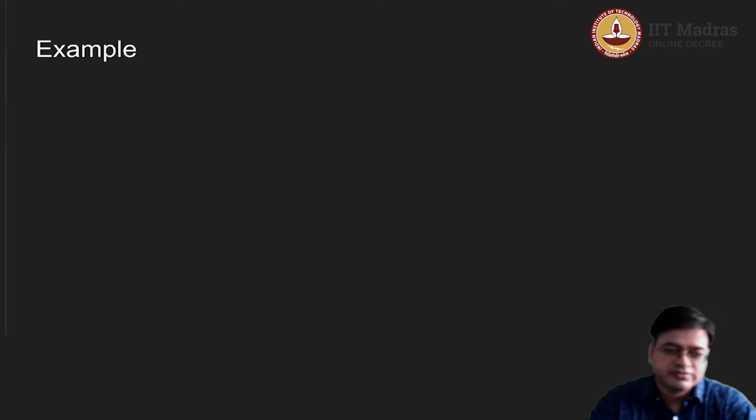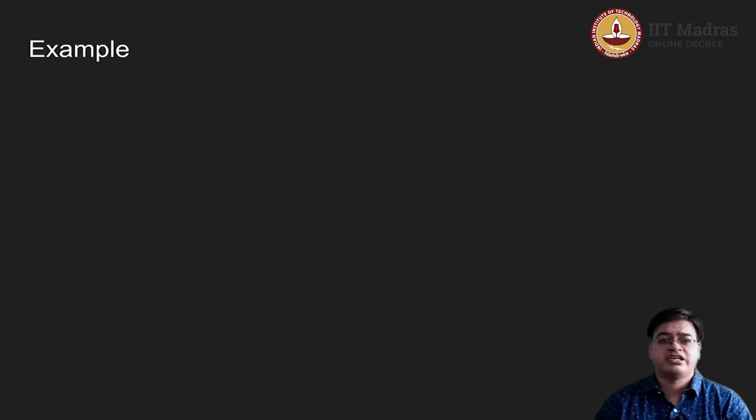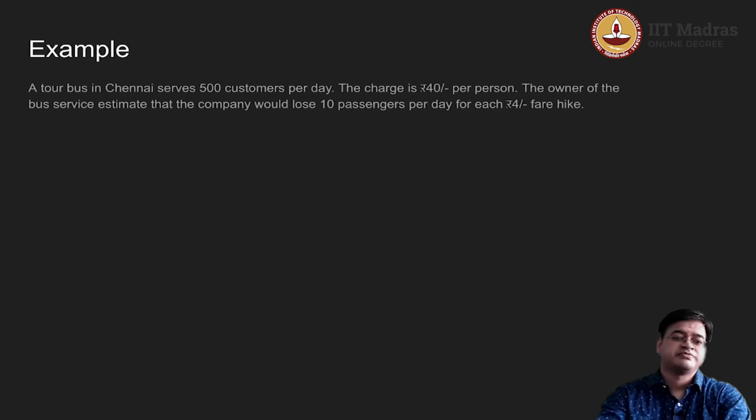So let us try to make this example more realistic. Let us take one realistic example where a tour bus in Chennai serves 500 customers per day. They charge rupees 40 per person. Now they want to revamp their strategies. The owner of the bus service estimates that the company would lose 10 passengers per day for each rupees 4 hike in the fare. So if they hike the fare by 4 rupees, then they will lose 10 customers per day. This is the estimate.